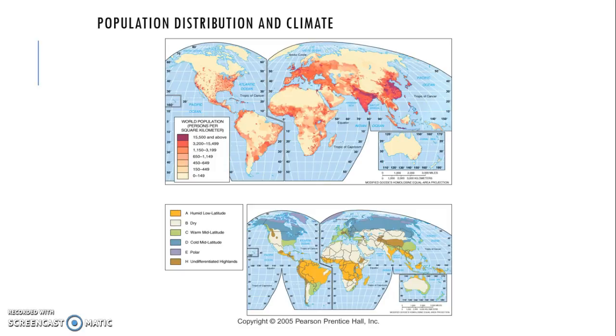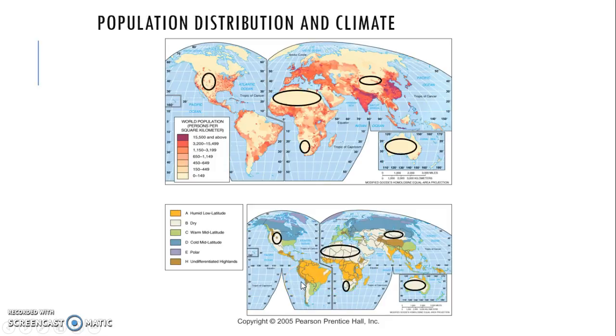Other environmental factors that may help explain population, and here we're looking at the entire world, a population distribution map of the entire world up here, and a climate map down here. And basically what we notice is the places where we have little population. Well, these are very dry places. So dry places tend to have small populations, or I should say low population density.